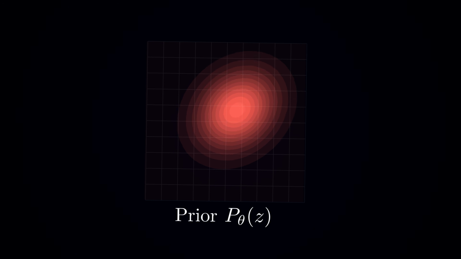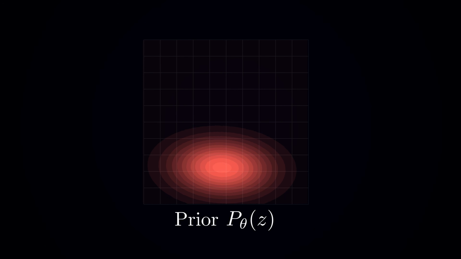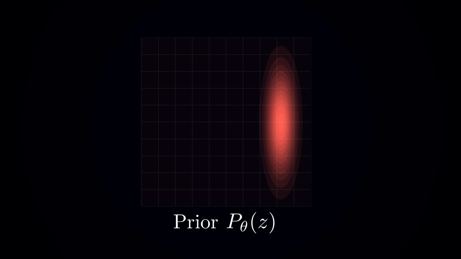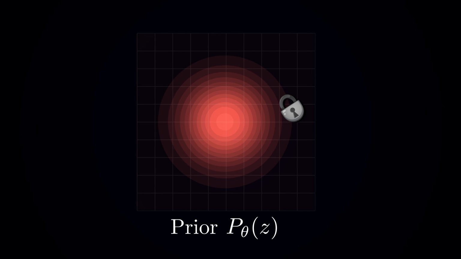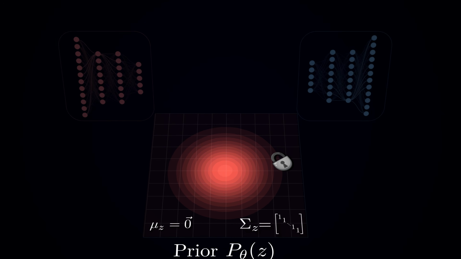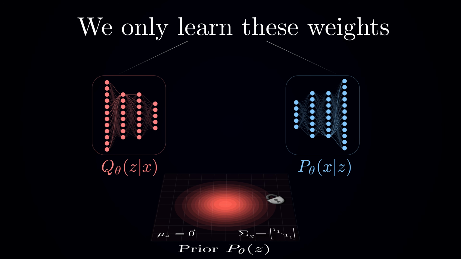A few implementation notes. While in theory we could learn the parameters of the prior distribution as well, what's typically done is to fix the prior to be the standard isotropic Gaussian with zero mean and identity covariance, and learn only the weights of the recognition model Q and the generative model P.